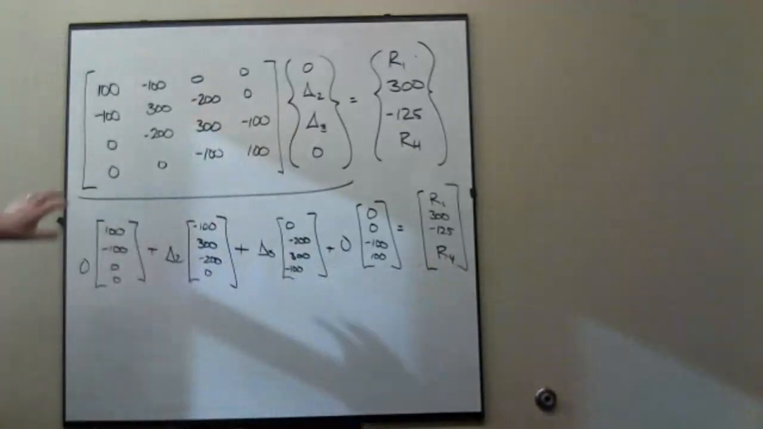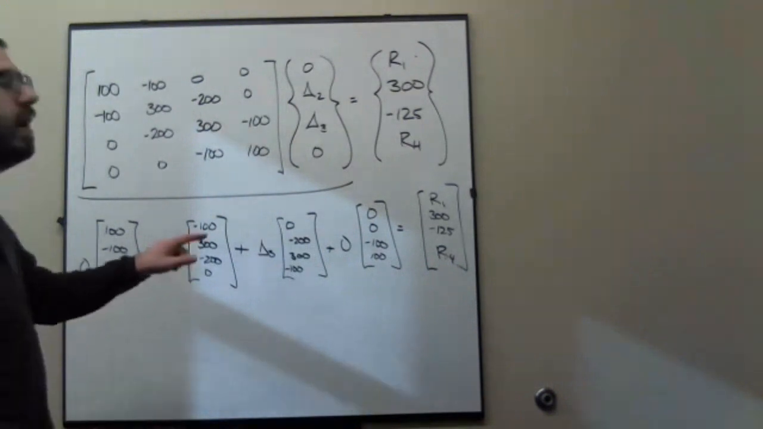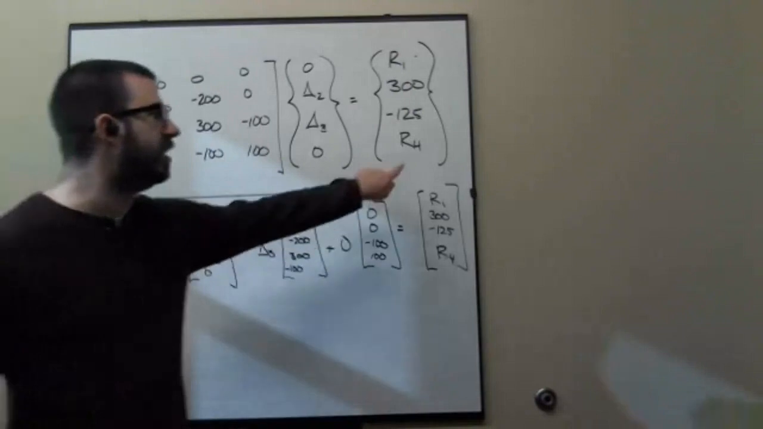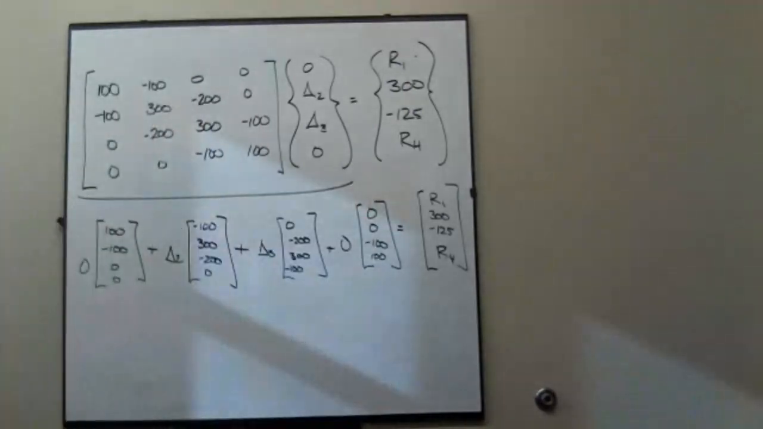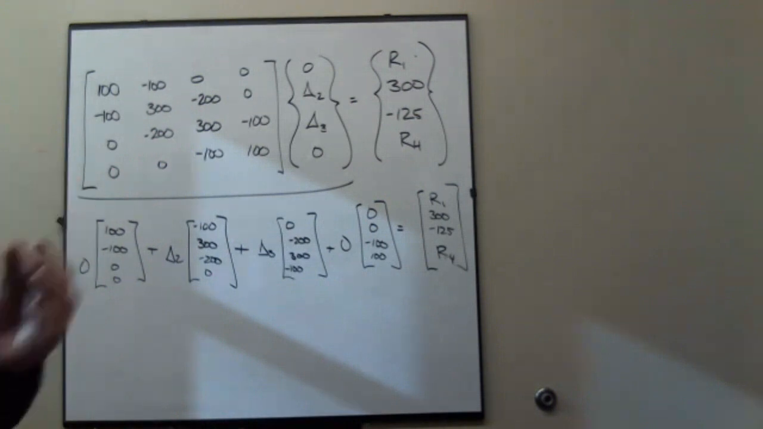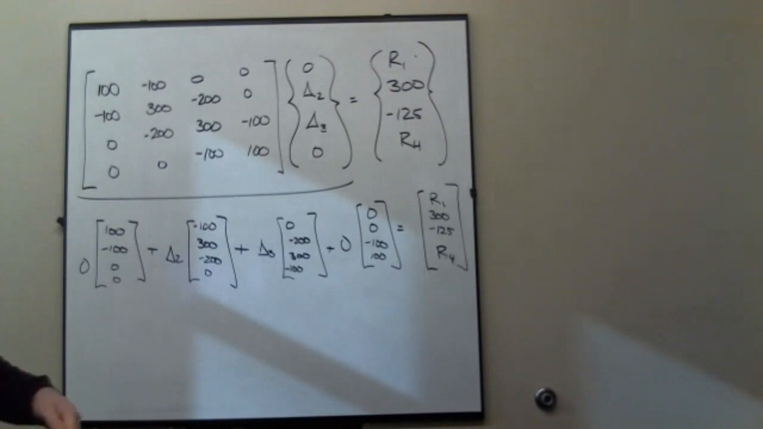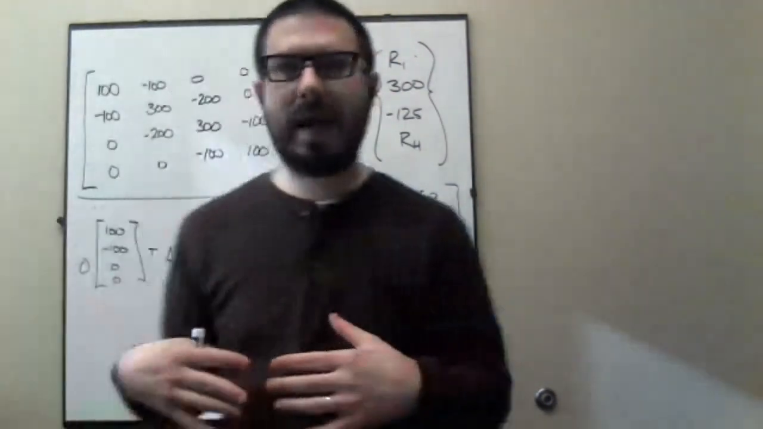Okay, we have this full-blown 4x4 system. Now I'm going to tell you right now, if you take this system and say, I want to just plug it into Microsoft Excel, so I'll invert this matrix and multiply it by that, go ahead and try it, and it's not going to work. Excel is going to give you an error.